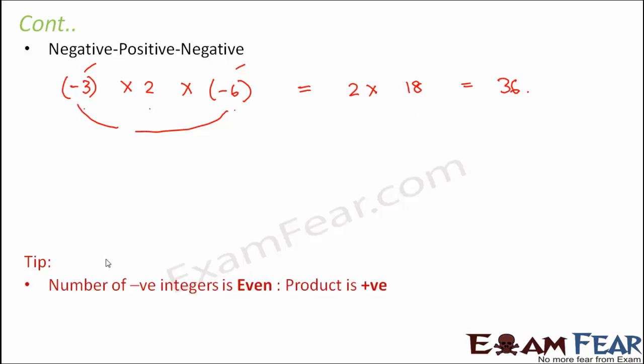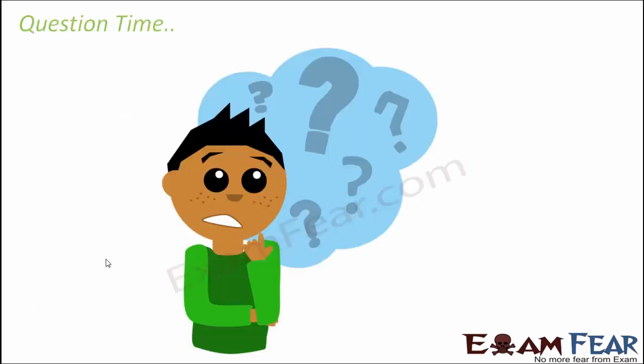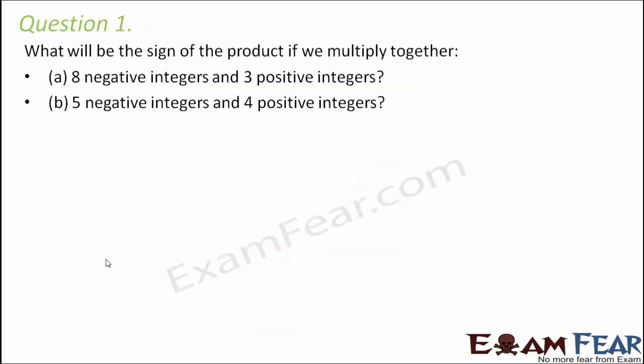So the tip that we need to follow is, whenever the number of negative integers is even, the product is positive, and when the number of negative integers is odd, the product is always negative. Based on whatever we have learned so far on multiplication of integers, let us quickly look at some of the questions. Question number 1.